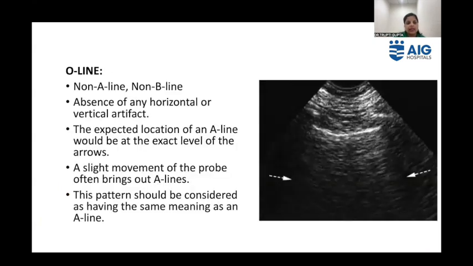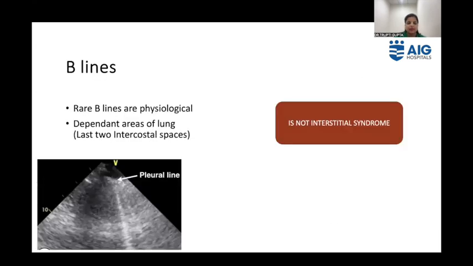Another line that is described, which is neither an A line nor a B line, is called the O line. Here no horizontal artifacts and no vertical artifacts are seen. But this is not of much clinical importance. If you do a slight movement of the probe, you may get an A line. So the pattern should be considered as having the same meaning as an A line.